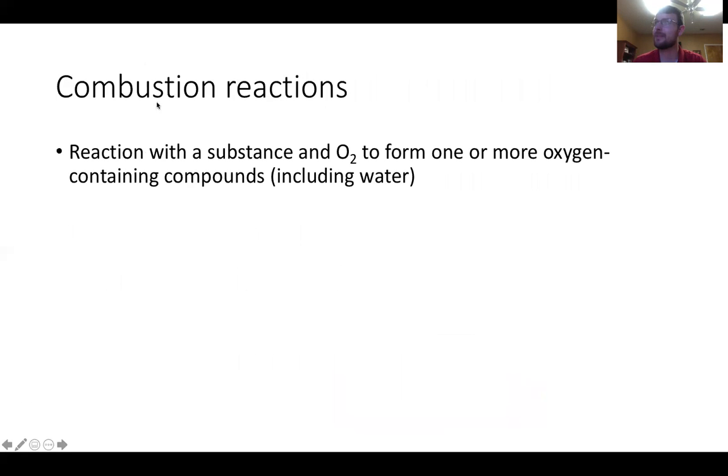Just to bring up combustion reactions. It's a reaction of a substance with O2 to form one or more oxygen-containing compounds. These are notoriously difficult to balance. I am not going to make you guys balance a combustion reaction on the exam, but I do have to tell you, we've already seen them before in a math equation, and so I just want to let you know what a combustion reaction is.